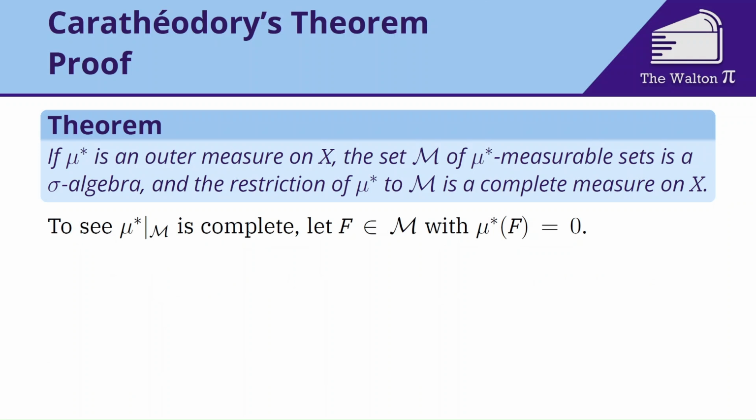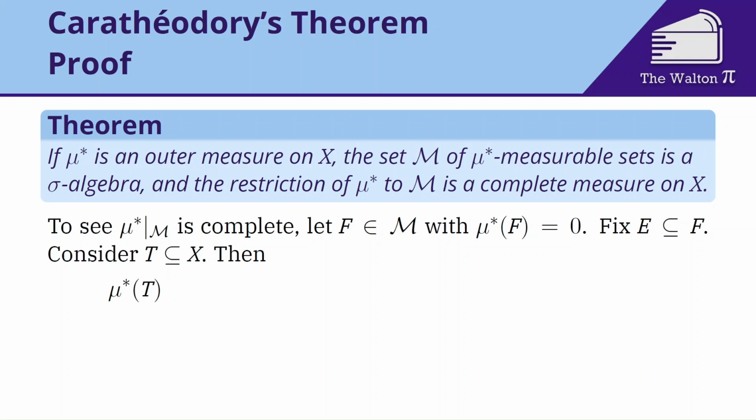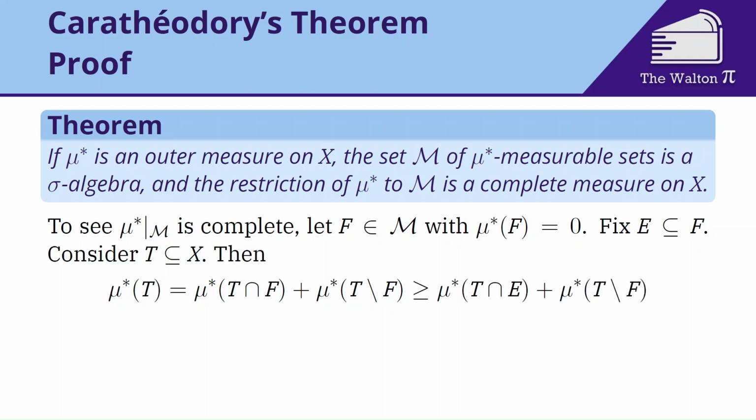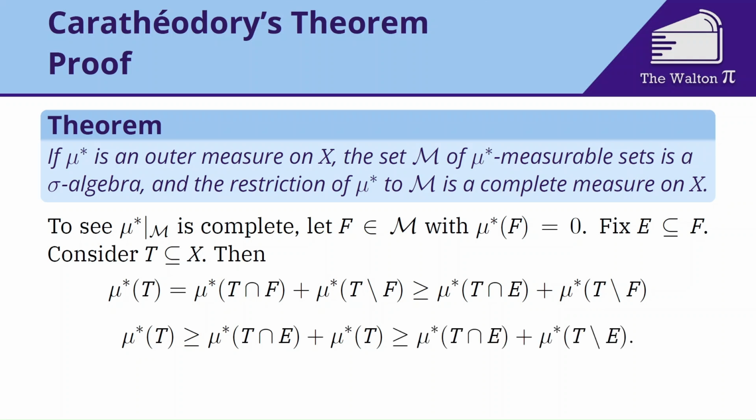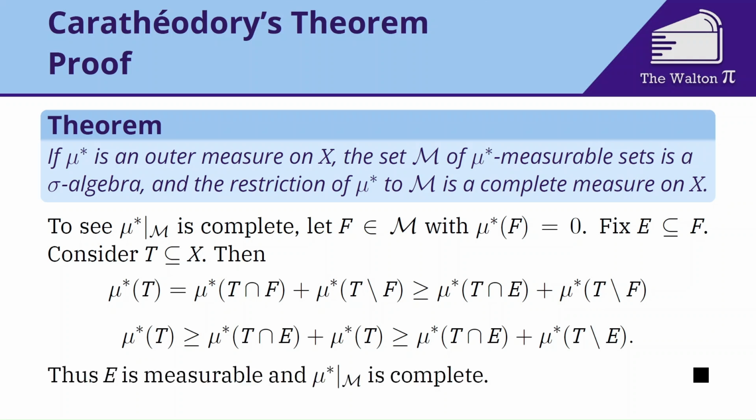To see that mu star restricted to M is complete, let's let F be an element of M with mu star of F equaling 0. If we fix E as a subset of F, then we consider T as a subset of X, because we need to show it's complete, so we need to show that the subset of something of measure 0 is measurable and has measure 0. Then mu star of T is equal to mu star of T intersect F plus mu star of T minus F, which is greater than or equal to mu star of T intersect E plus mu star of T minus F, which is greater than or equal to mu star of T intersect E plus mu star of T, which is greater than or equal to mu star of T intersect E plus mu star of T minus E. And that tells us that E is measurable and mu star restricted to M is complete.